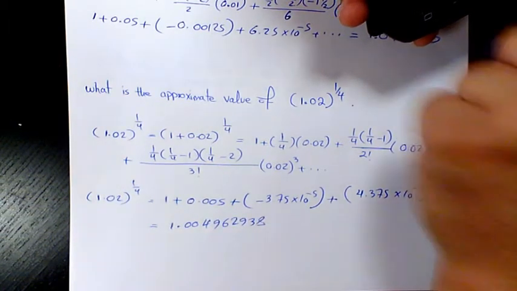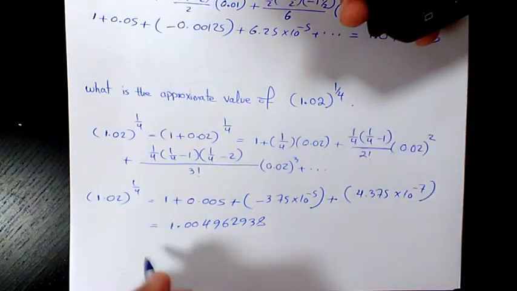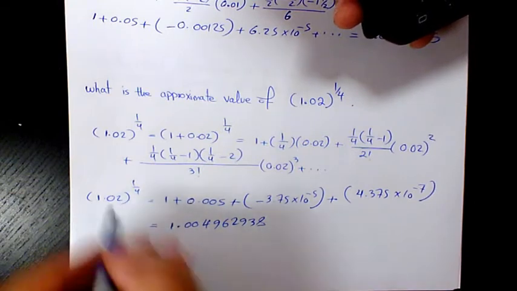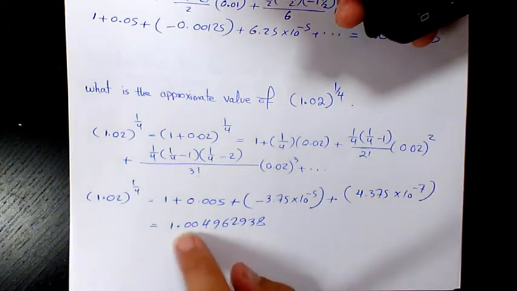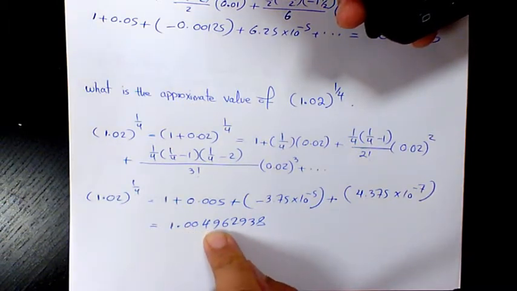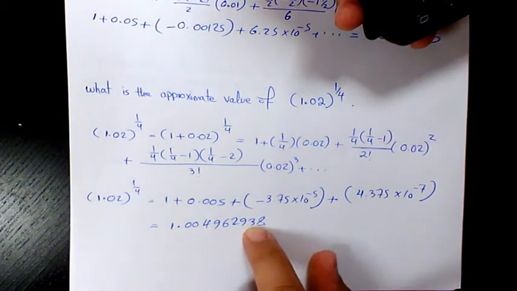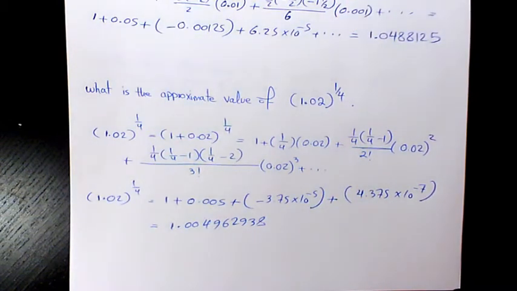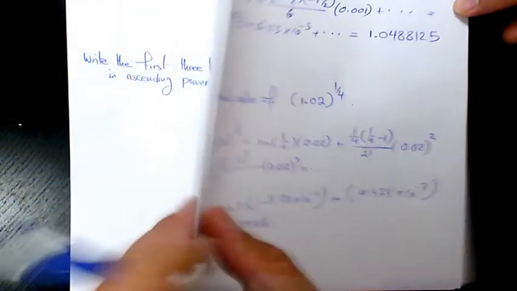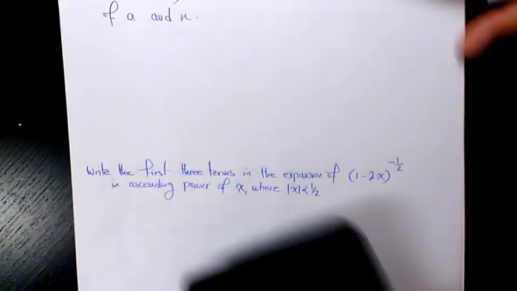That's going to be 1.004962938. So if I punch into the calculator to find out the value of 1.02 to the power of 1 over 4, the answer is going to be 1.0049623938. So it means that all the digits are the same except the last one. So the approximation is really good for this example. It's very close to the real number, the exact solution. Let's look at the next example.